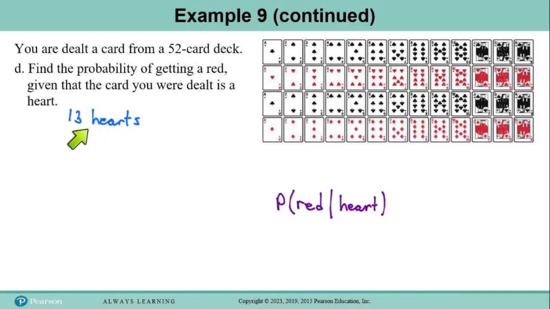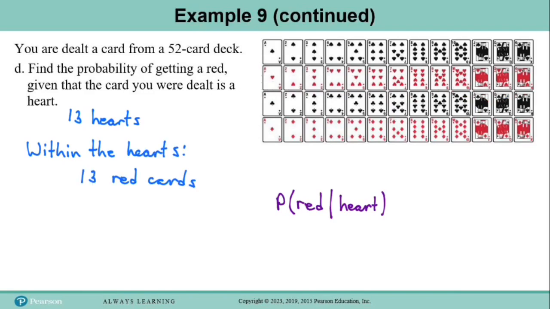And within these 13 hearts, all 13 of them are red. And so now when we try to find the probability of drawing a red card, knowing that we're drawing a heart, there are 13 red cards within the heart sample space. So the top number is 13. And then the sample space is just all the hearts, so that is also 13. And 13 divided by 13 reduces to 1.